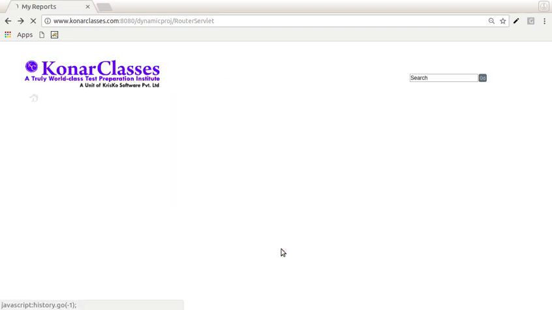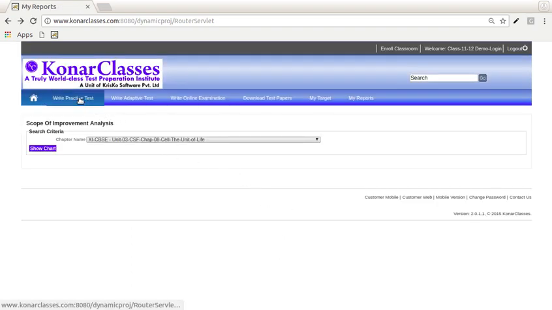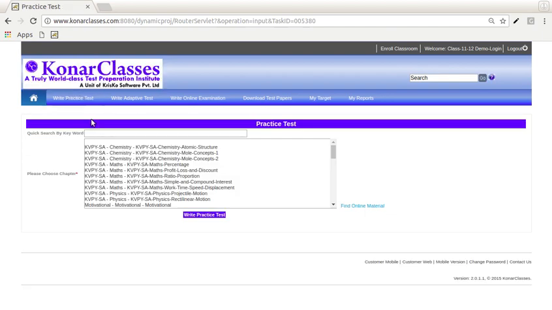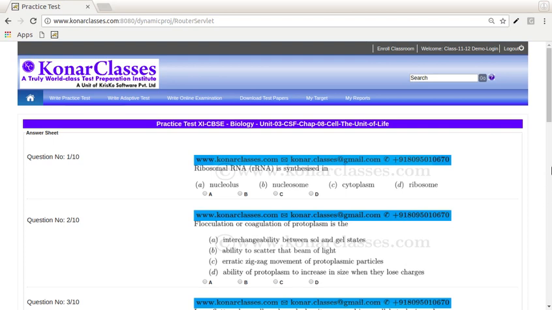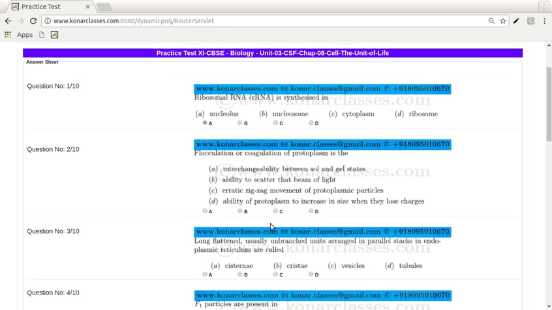For that I go back to the main screen and go to write practice test, and here also I am writing Cell: The Basic Unit of Life. I click this one and I appear for the practice test. Now as you know, in the practice test there are 10 questions. You can refer to the practice test video to know how to appear for practice tests. So quickly I am just answering these 10 questions arbitrarily.